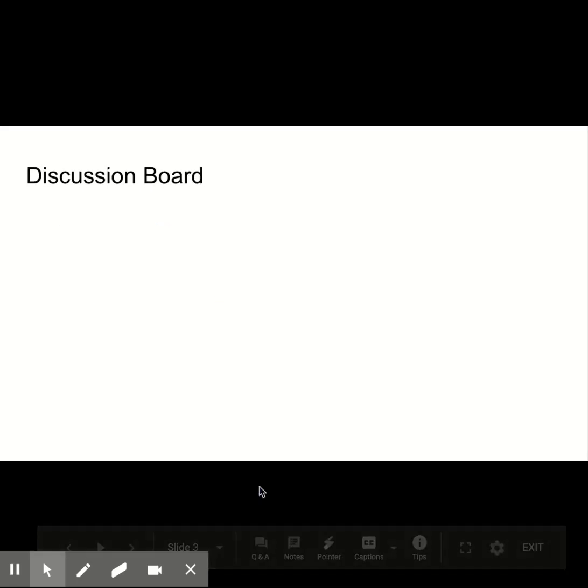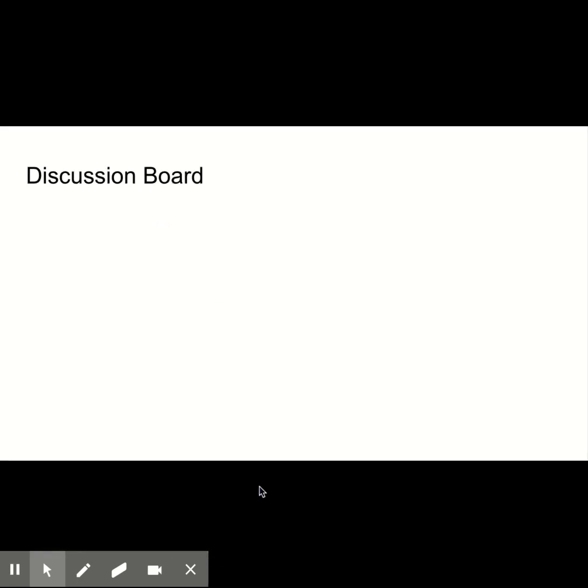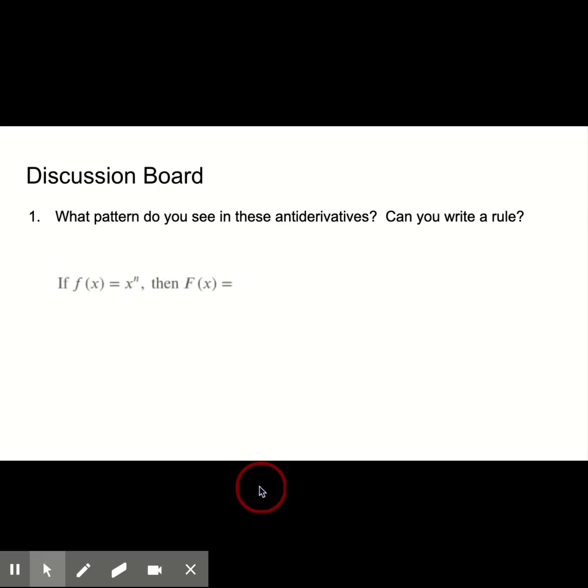Let's take a look at our first discussion board question. What patterns did you see in these antiderivatives? Were you able to write a rule? We addressed this question on the last slide, where we noticed the following rule. If f of x equals x to the n, then capital F of x equals x to the n plus 1, all divided by n plus 1.